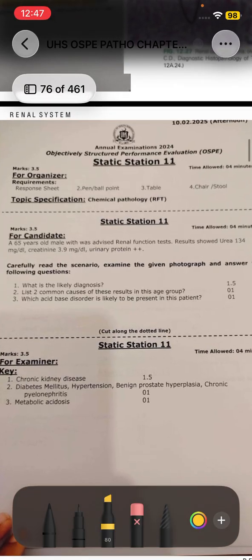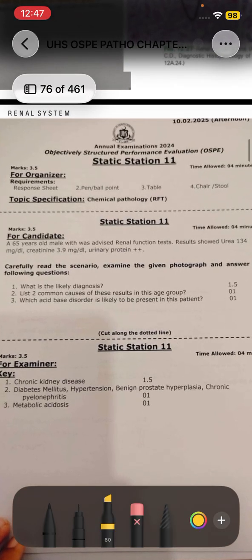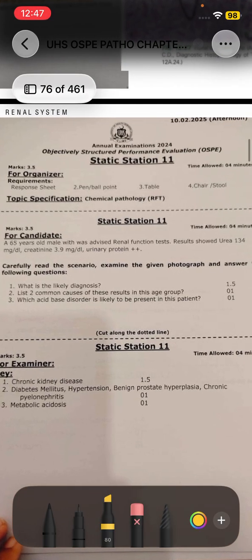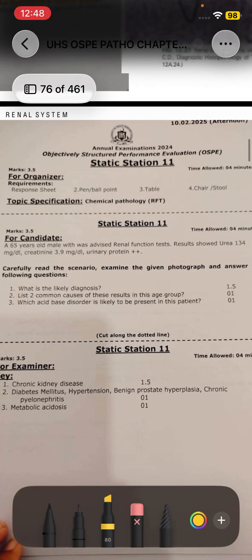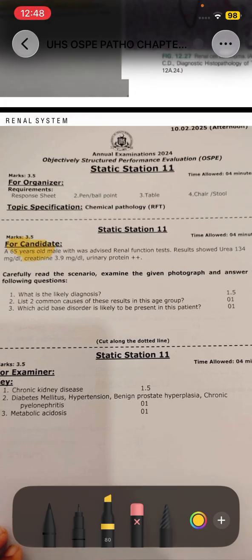Next up we have chronic kidney disease. Why? Because this is a person whose urine urea levels are somewhat decreased, creatinine is decreased and protein is very high. When there is proteinuria, that is usually in chronic kidney disease, and the common causes of these results are diabetes, hypertension, BPH and pyelonephritis. In this patient's case, because this is a male, it can be BPH, chronic pyelonephritis, diabetes and hypertension, which are very common in Pakistan.